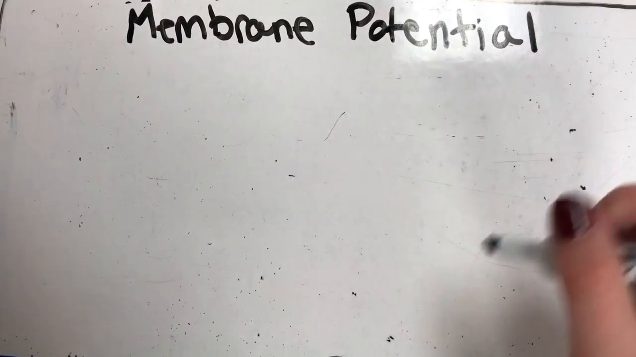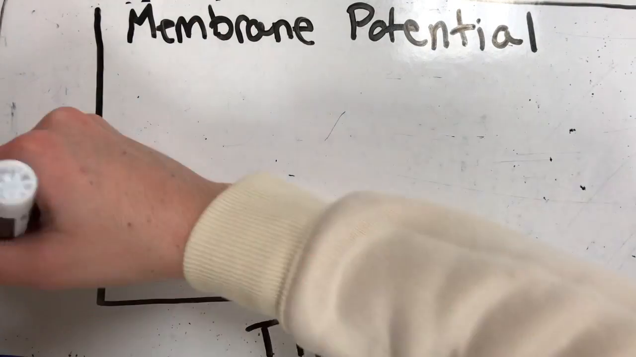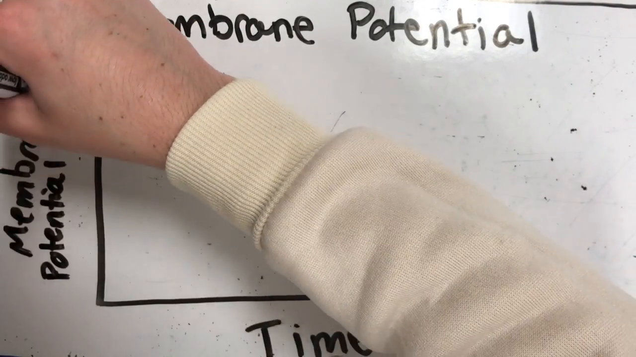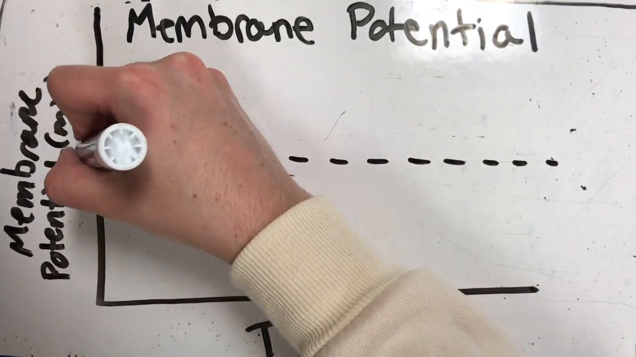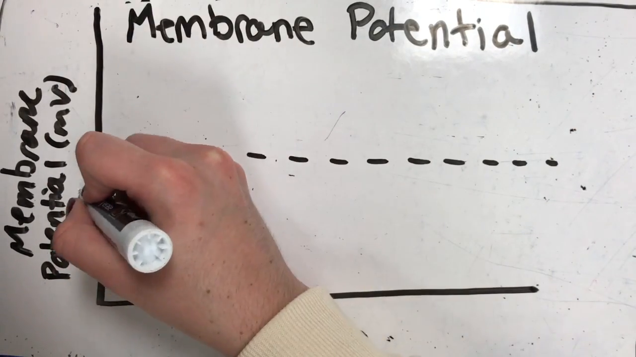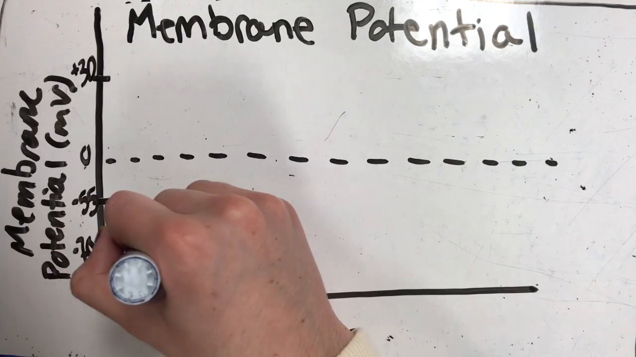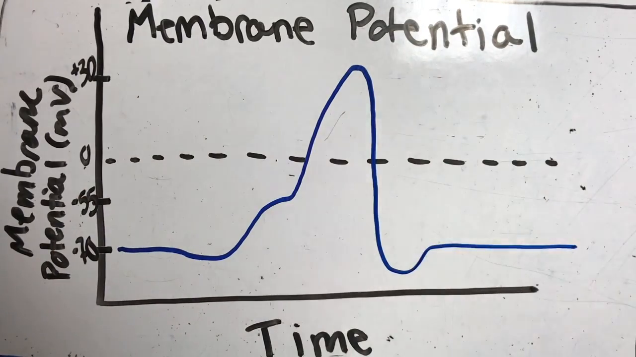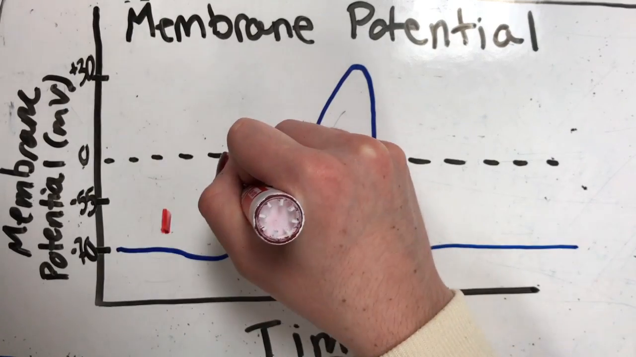Here you see the graph for the membrane potential. 1 is the resting state, which is negative 70 millivolts. 2 represents depolarization. A stimulus opens sodium channels that release sodium, and the cell becomes more positive. 3 shows the rising action potential.